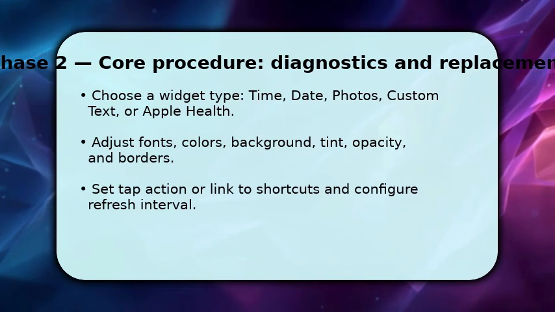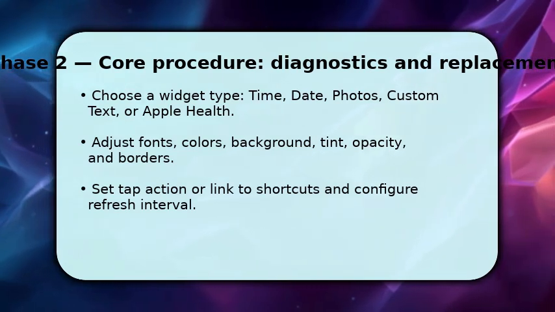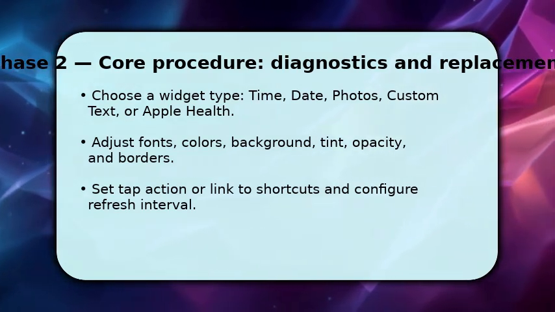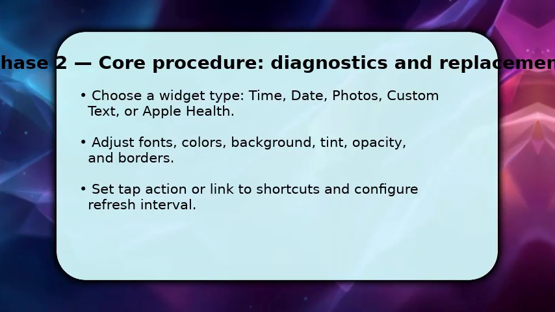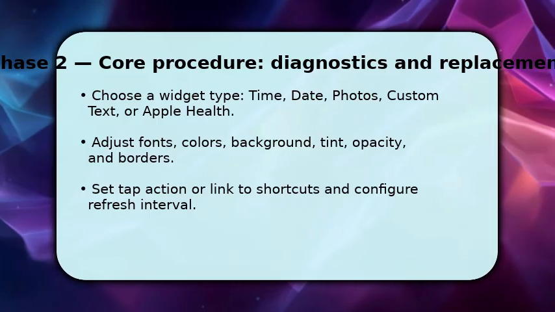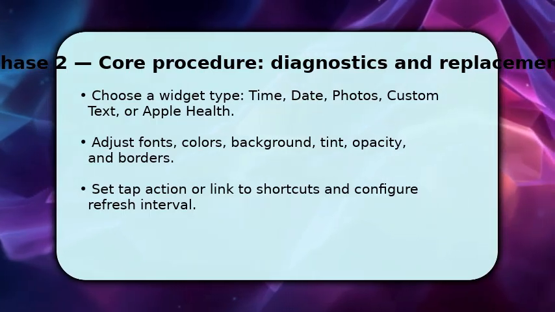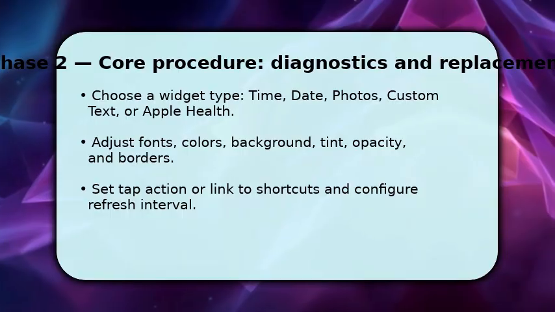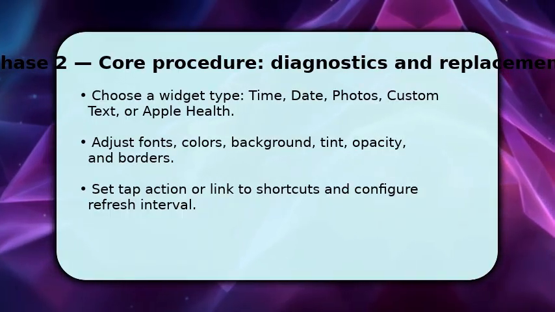Now you customize both how the widget looks and what it shows. Select the widget type, for example, photos for rotating images or custom text for a quick note, because the data source affects update options. Then tweak font, color, background, and border so contrast and readability are clear on your wallpaper.